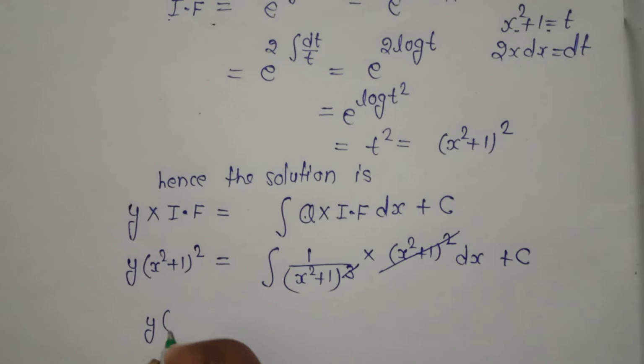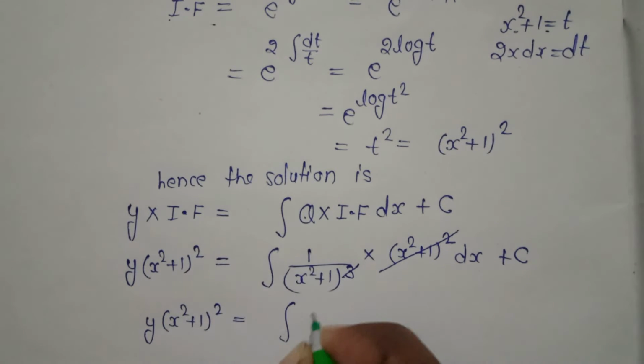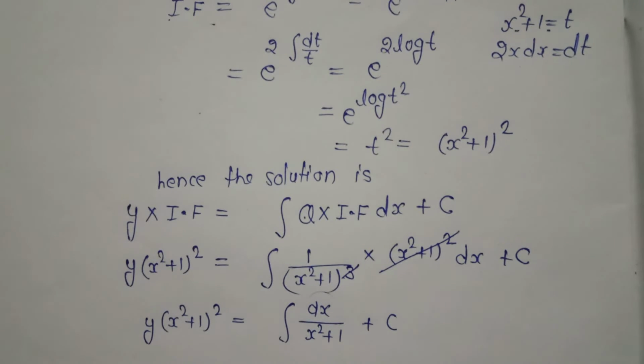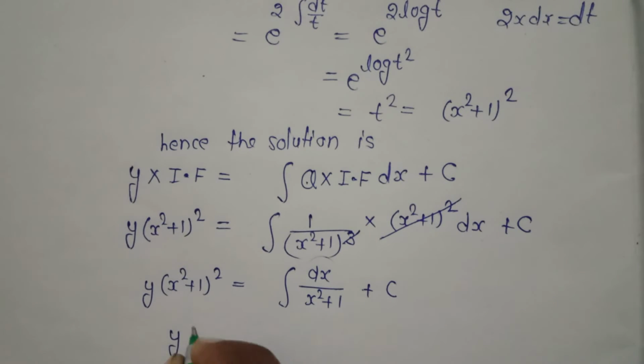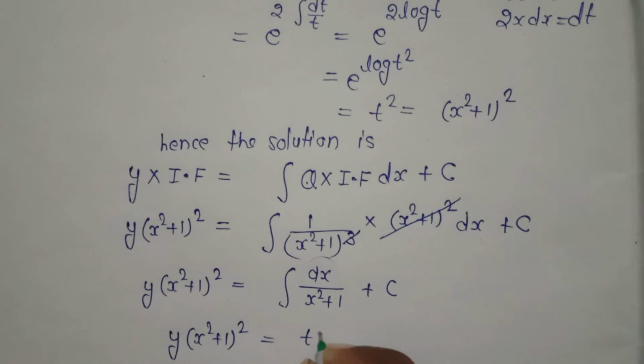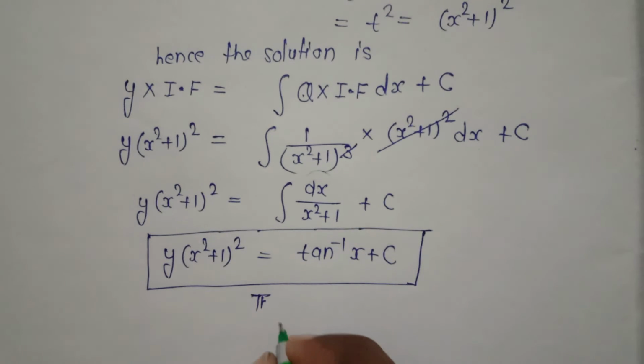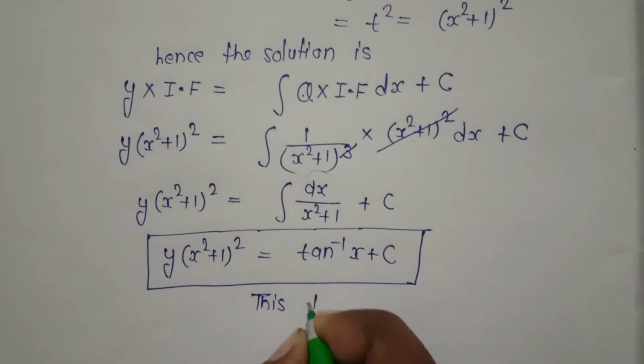So y into (x square plus 1) raised to power 2 is equal to integral of dx upon x square plus 1 plus c. You can see this is the formula of tan inverse x. Okay, so the solution is y times (x square plus 1) raised to power 2 is equal to tan inverse x plus c. So this is the required solution for the given differential equation. You can see this is so easy to solve. This is the required solution.